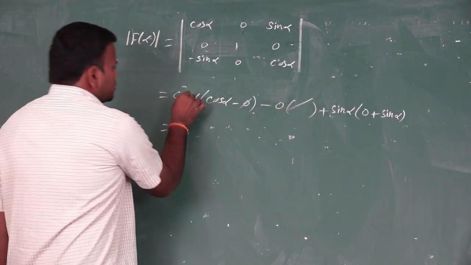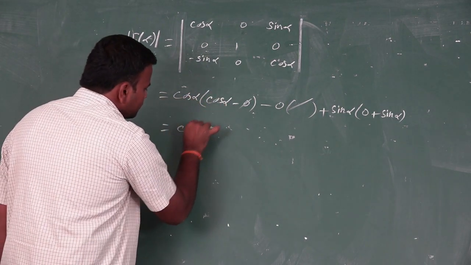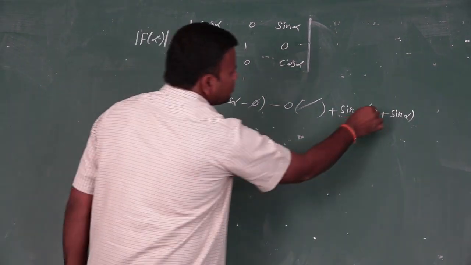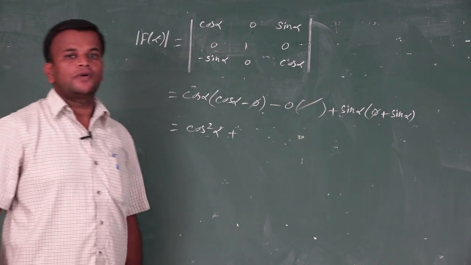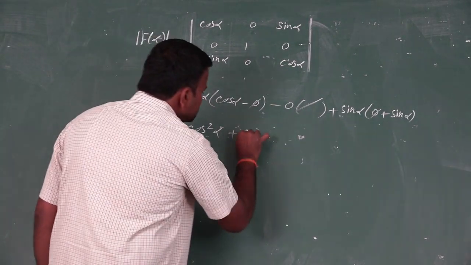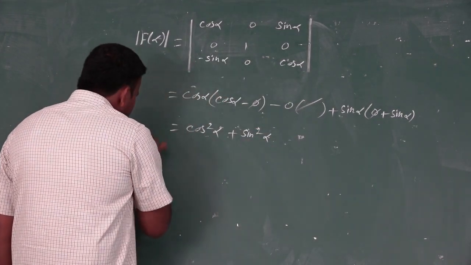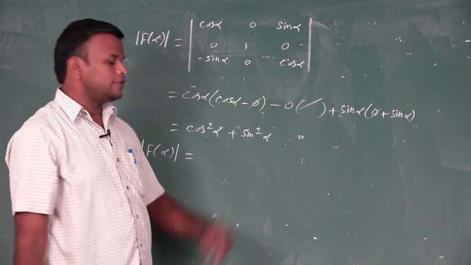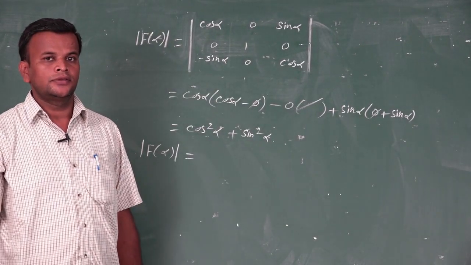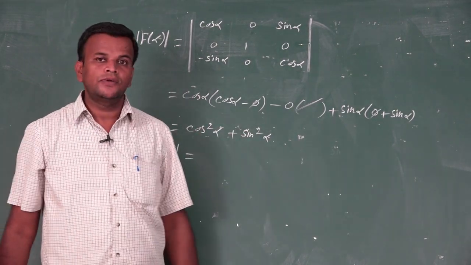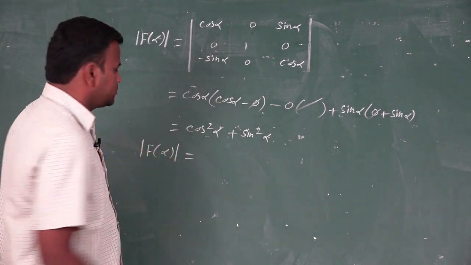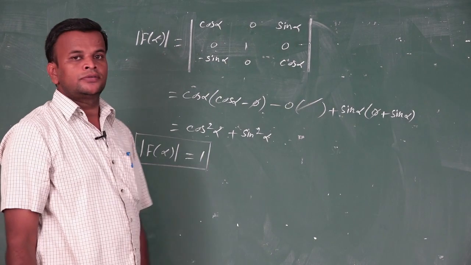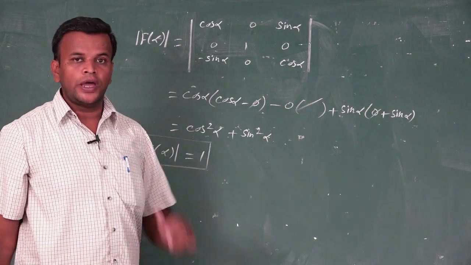sin alpha. We leave all 0. Cos alpha into cos alpha is cos square alpha plus. You also leave the 0. So sin alpha into sin alpha is sin square alpha. So the value of determinant of f of alpha is, do you identify the value of this one? The value of cos square alpha plus sin square alpha is always 1. So determinant of f of alpha is 1. So determinant is over.